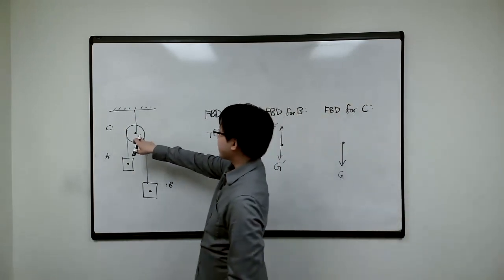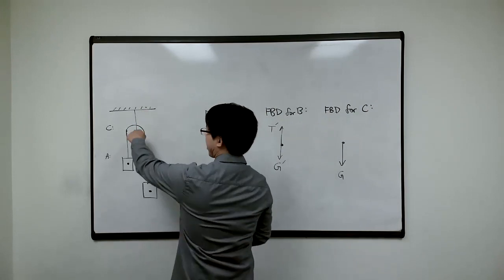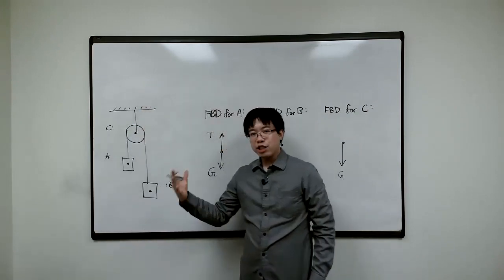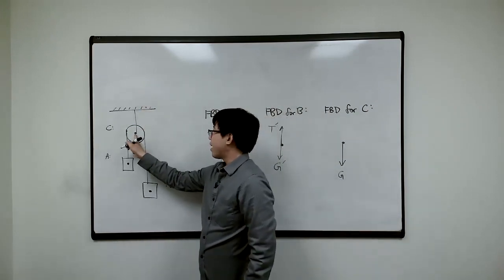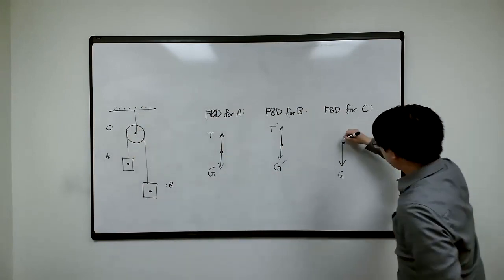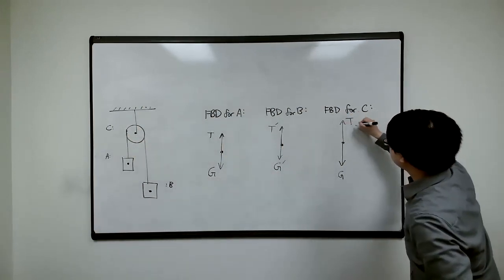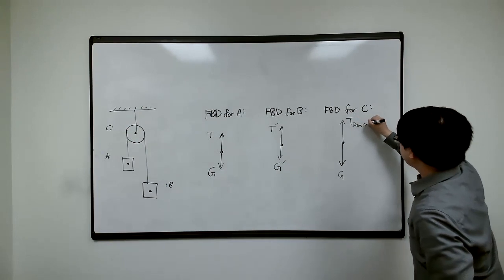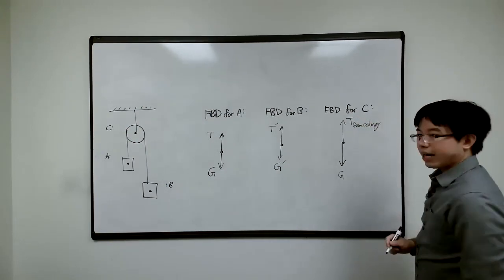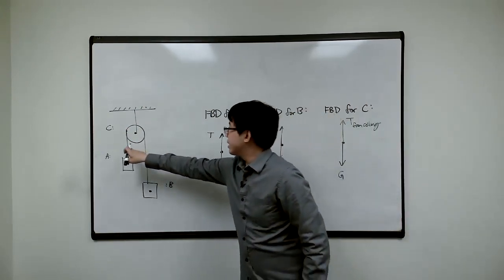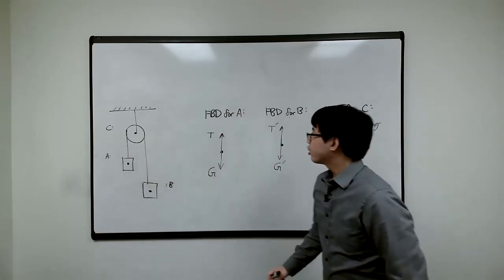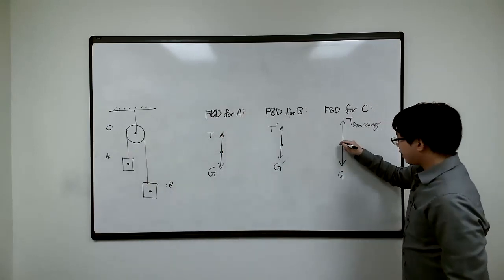Now, the other easy one is this string. This string is pulling it upwards. Any string has a tension, so it's going to pull it upwards. So we're going to draw a tension this way. This is a tension from the ceiling. And there's this string and this string. So there is also a tension.